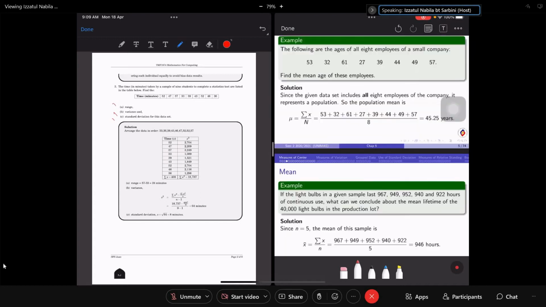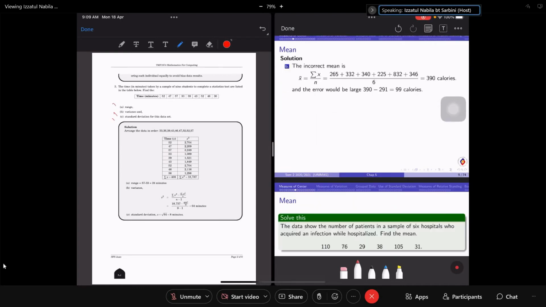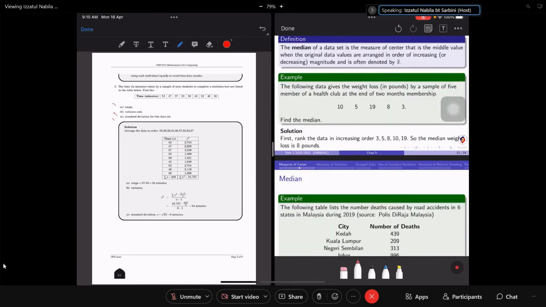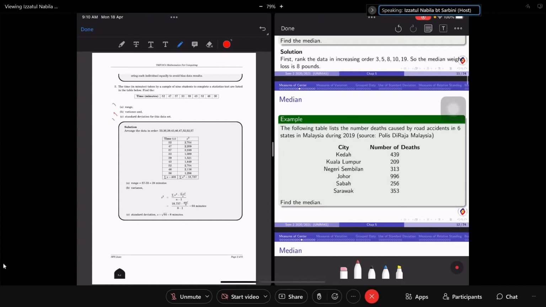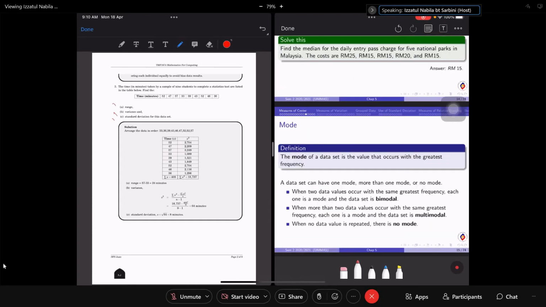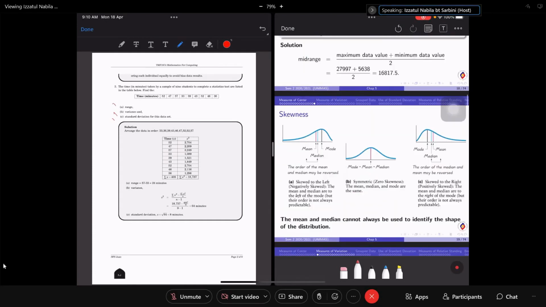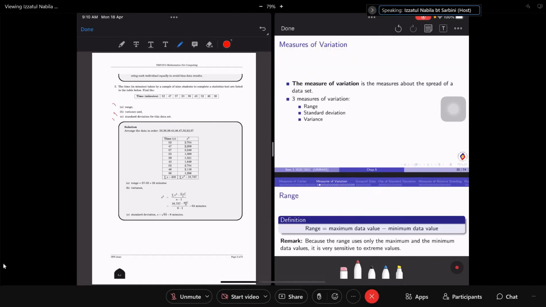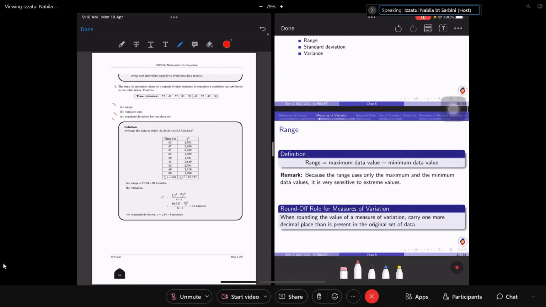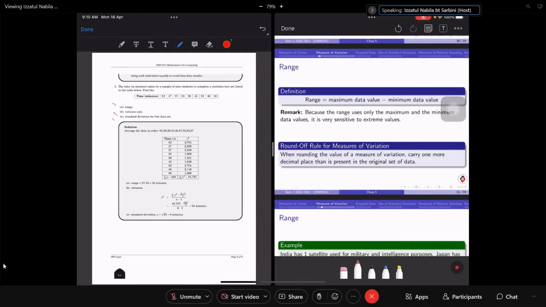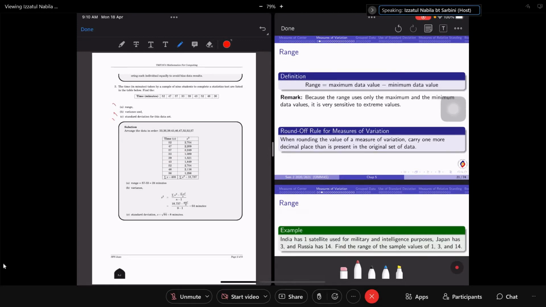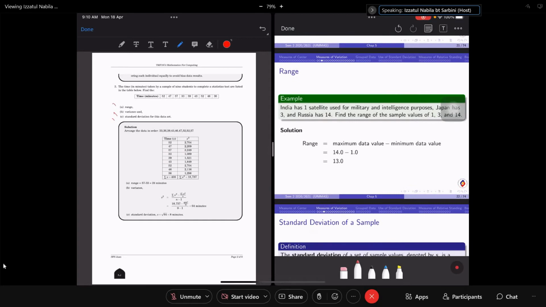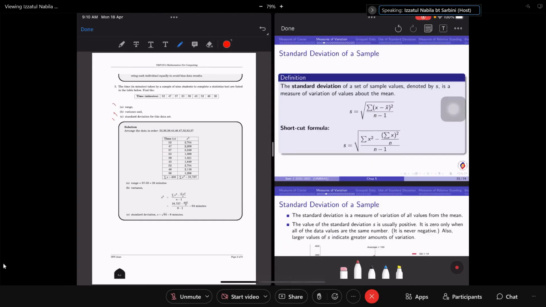So we look at the slide on your right side. Let me go to measures of variation. So it's range, standard deviations, and variance. As for range, you know maximum minus minimum. So that will be the formula. Okay, straightforward. And for standard deviations, this is the formula for standard deviation for sample.